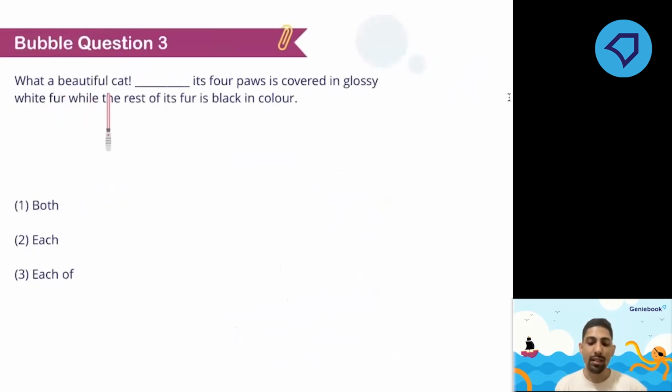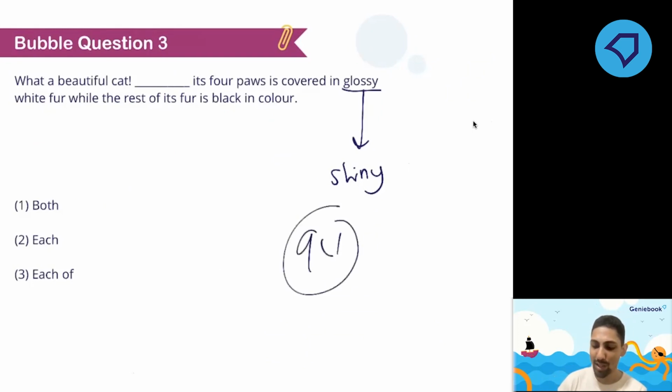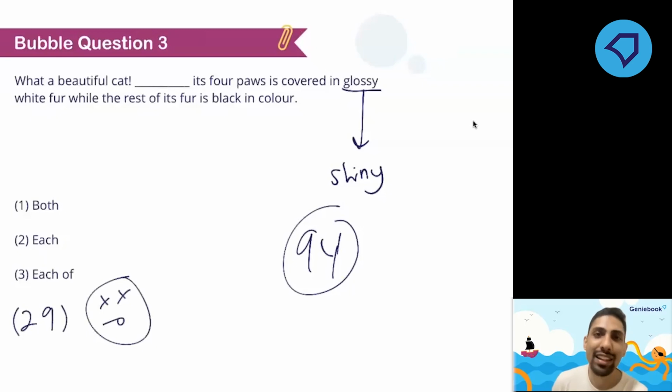What a beautiful cat. What its 4 paws is covered in glossy white fur, while the rest of its fur is black in color. Somebody might ask, it went to 94. Obviously there's no option 4. If you pick it, it doesn't correspond to anything, so it's definitely wrong. So to the 29 people who picked option 4, oops, that's sad. You're making an upset face.